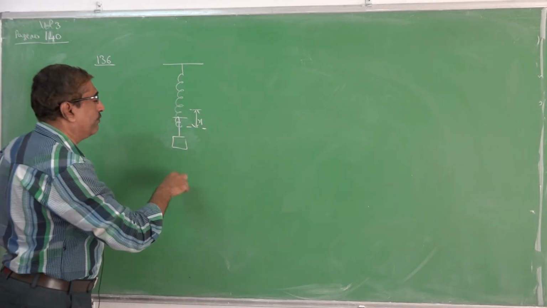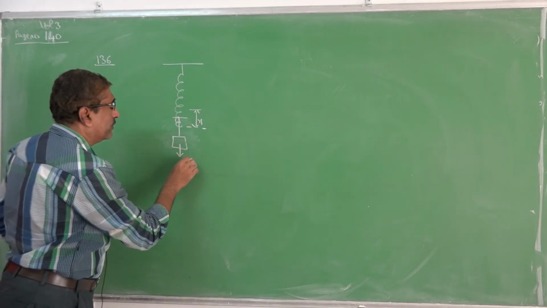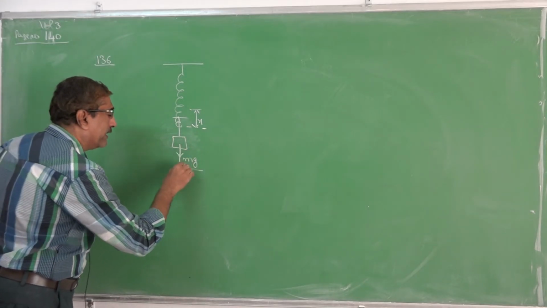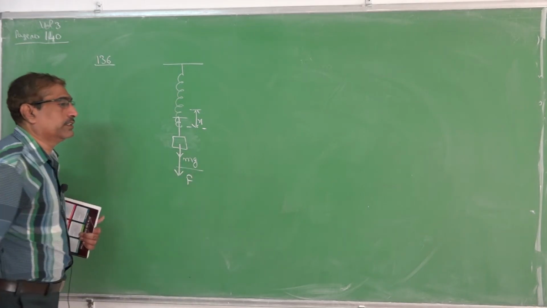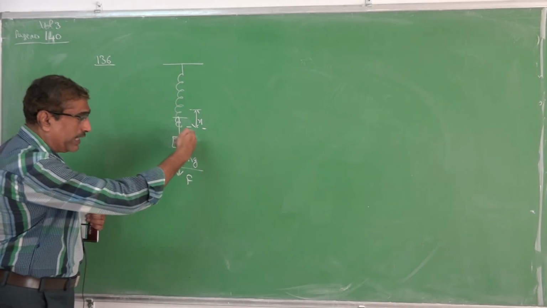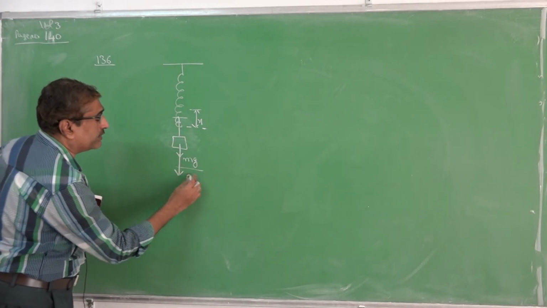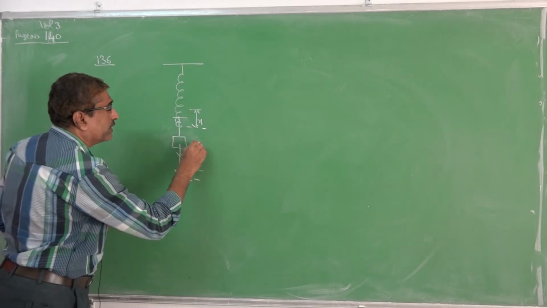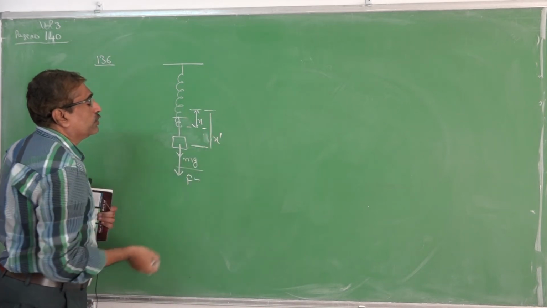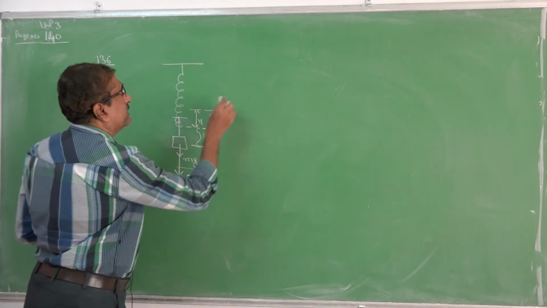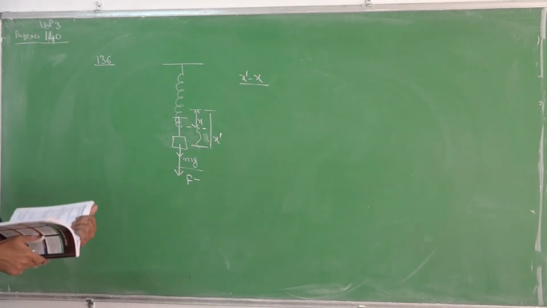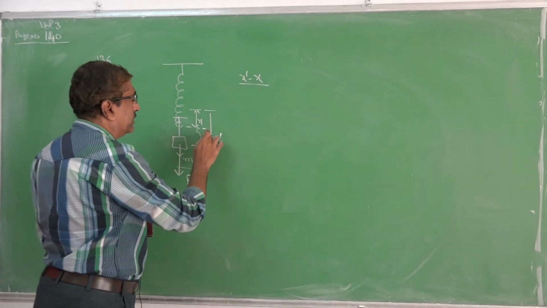Now, here the only force acting is mg. Suppose in addition to this mg, a vertical force F is also acting vertically downwards. Due to the addition of this particular force, the position changes to another position, which we can take as x dash. So the change in position is x dash minus x. This is the new change in position, and we have to calculate it.